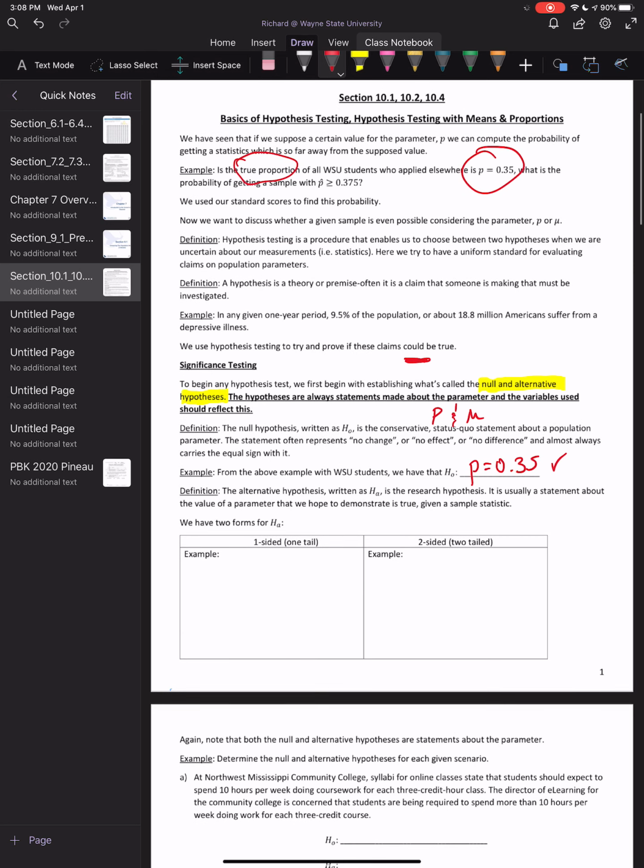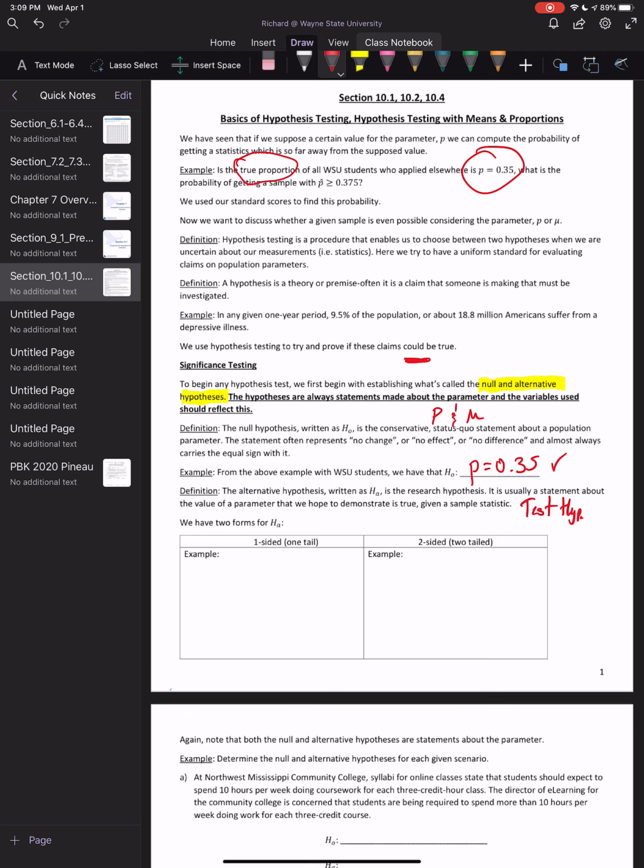Now the alternative hypothesis, written as H subscript A, is the research hypothesis. Sometimes we call it a test hypothesis. That's usually a name that we'll use. It's usually a statement about the value of a parameter that we hope to demonstrate is true given a sample statistic. This is the one that we always want to test the claim of. So you're going to see some wording a little bit later on where it says we want to test the claim that the proportion is more. That's going to be reflected in the alternative.